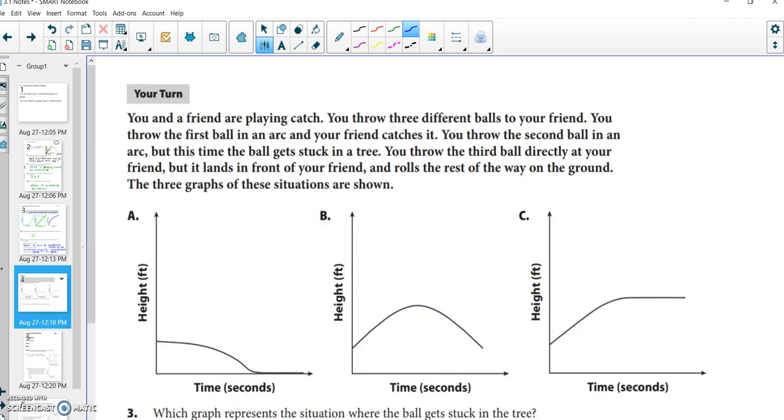Okay, so I want you to go ahead and try this. What you want to do is you want to read over it. You want to pause the video, read over it, and then you will get to see the answer once you click again.